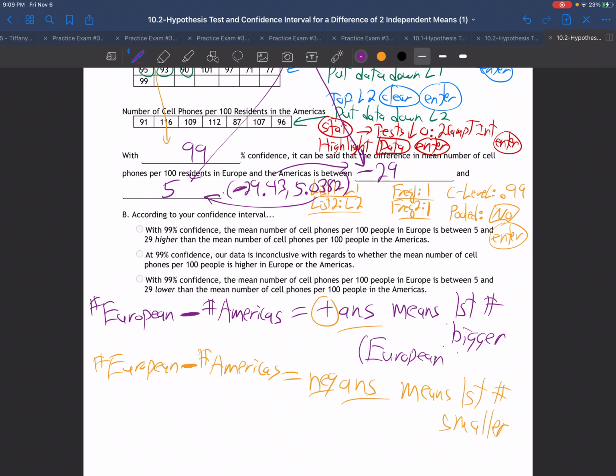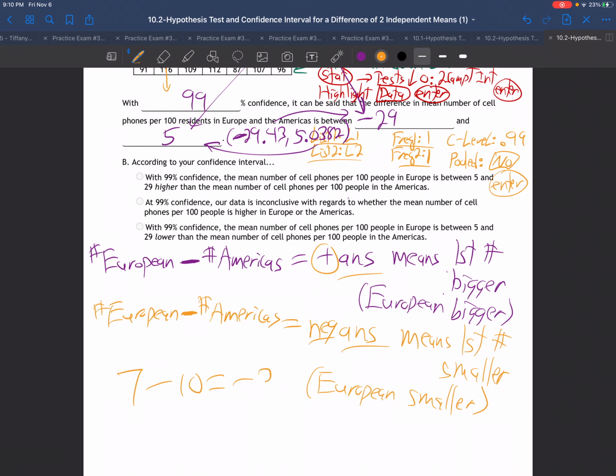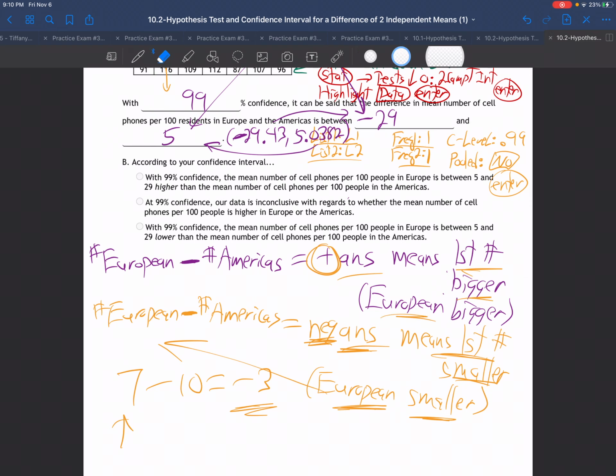So this is European bigger. This last one was. And this one means the first one, the European one, is smaller, right? Why? Because if you go like 7 minus 10, that's negative 3 because the first number is smaller. If you subtract two numbers and the first number is smaller, you get a negative answer. So the European, which is the first number, is smaller. Whereas in the last one, we got a positive answer, which means the first number is bigger. European's bigger. Get that idea?